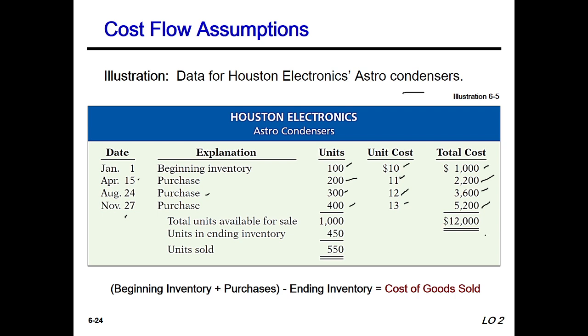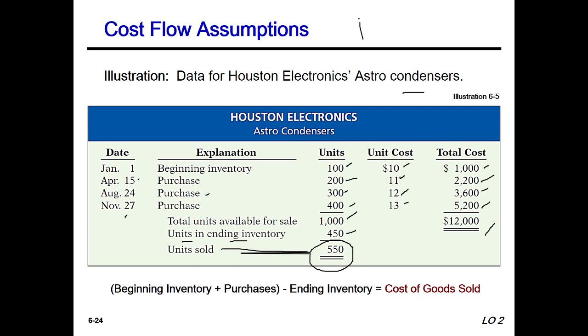So here total cost is 12,000 and total units available for sale 1000, but the units in the ending inventory are 450. So how many units did we sell? 550 units we have sold, and this is the ending.